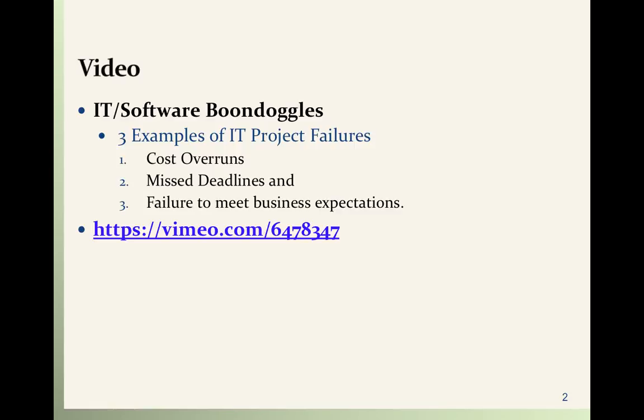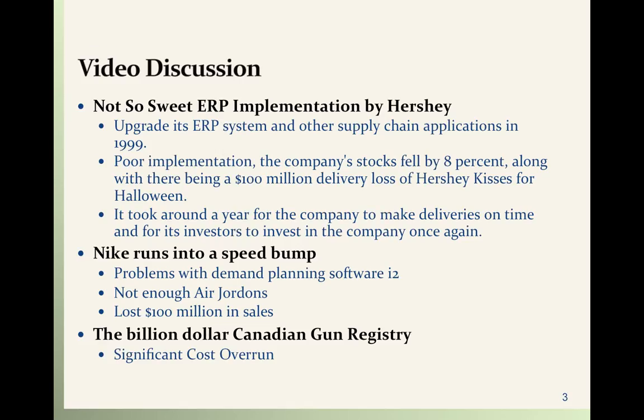So be sure and watch the video. It's on Learning House. IT software boondoggles, 3 examples of IT project failures. So in the video, you'll see 3 different things: ERP implementation at Hershey, Nike runs into a speed bump, and Canadian gun registry.